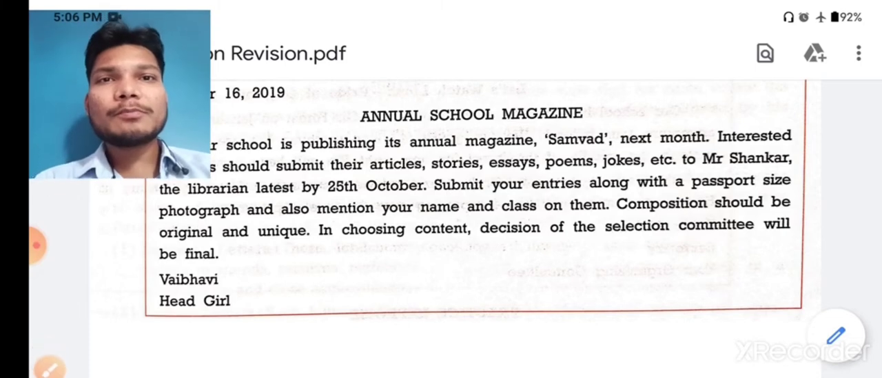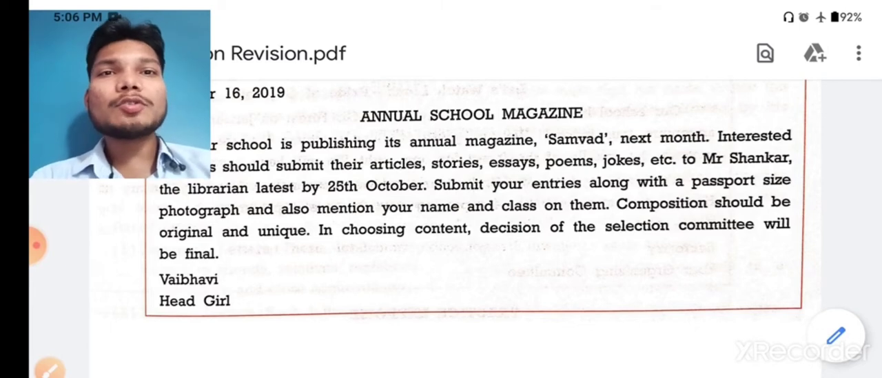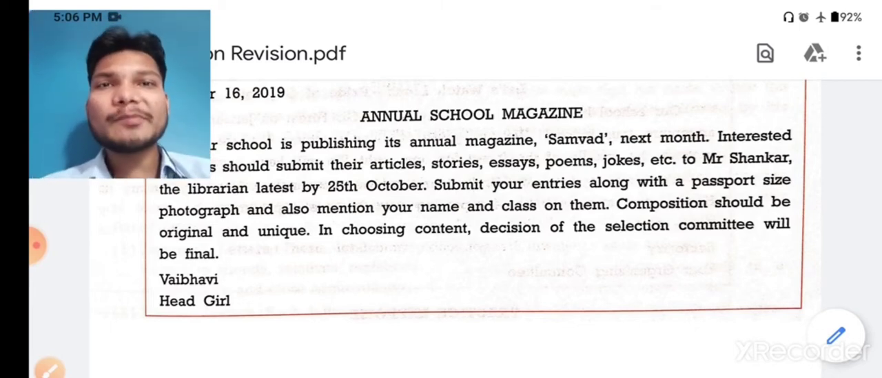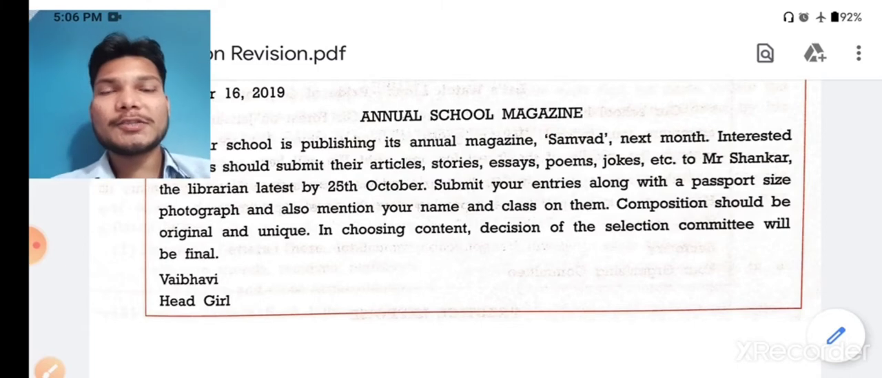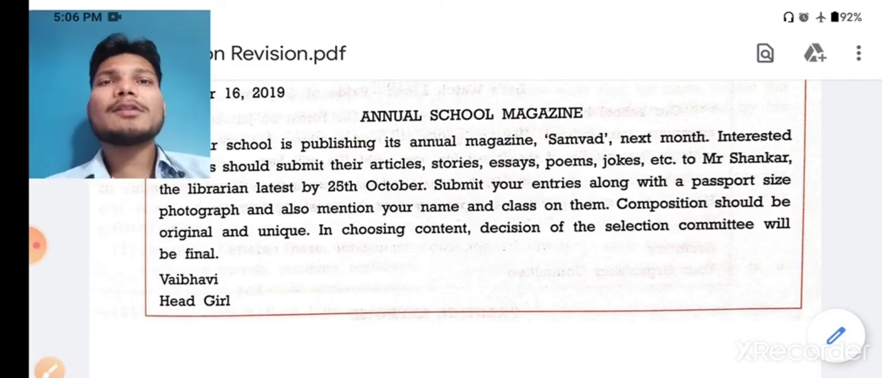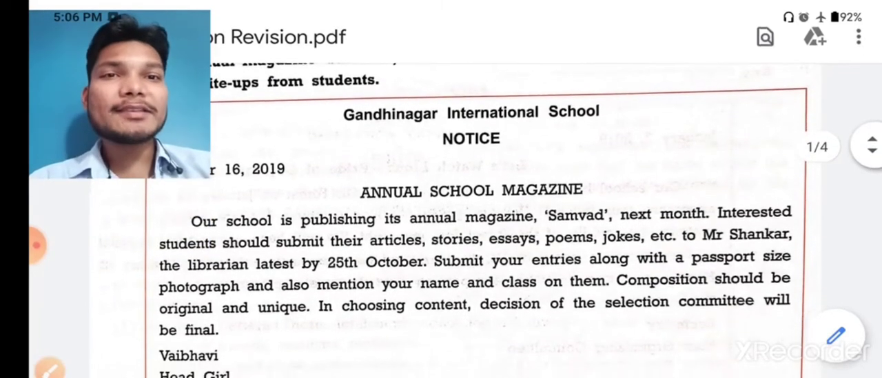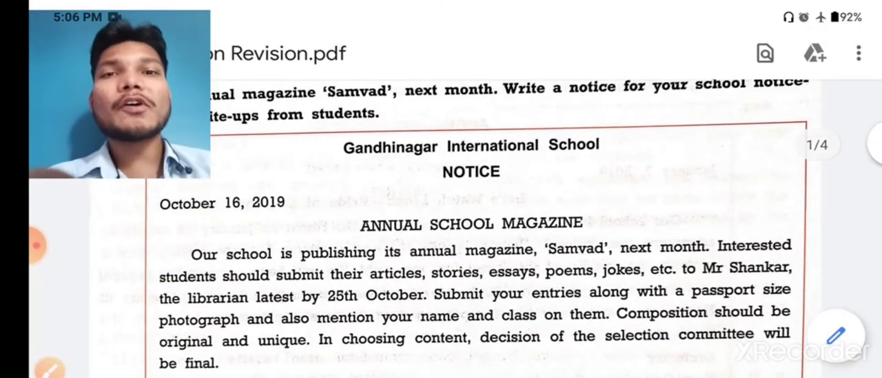Only important points should be there, no long things that you have to write. At the same time, try to keep it as small as possible with all necessary details. So if notice writing is asked to you, just draw a box like this, okay, and follow this format.